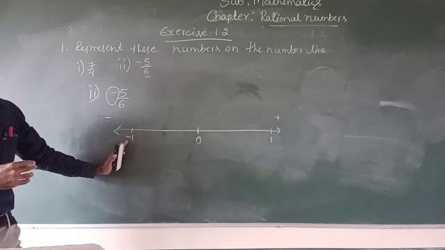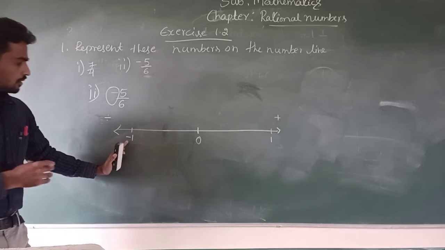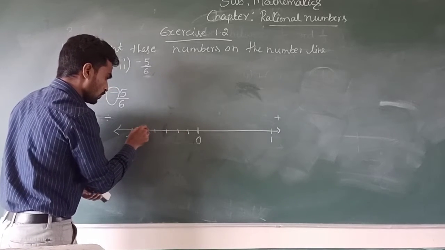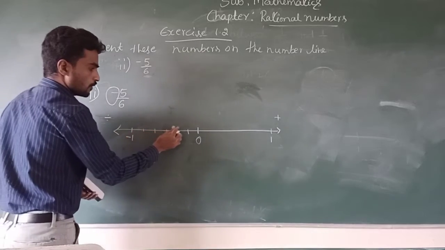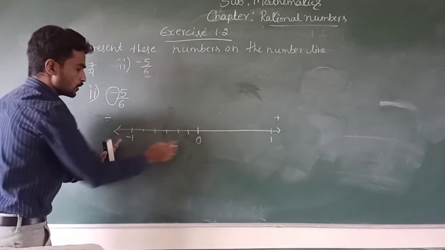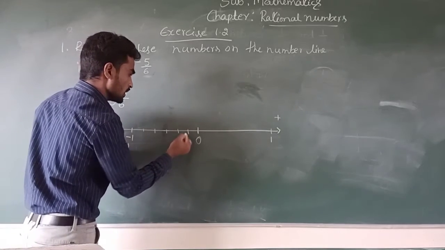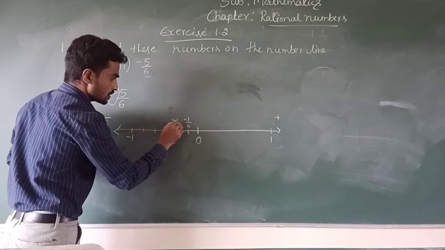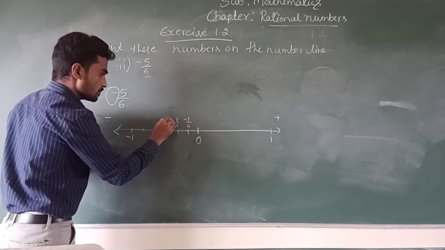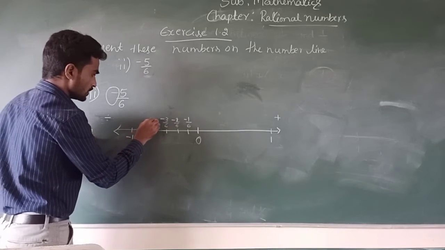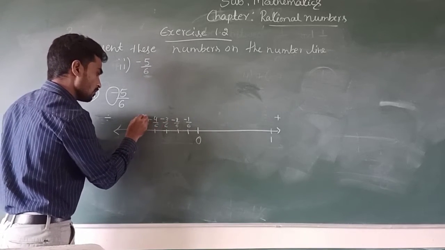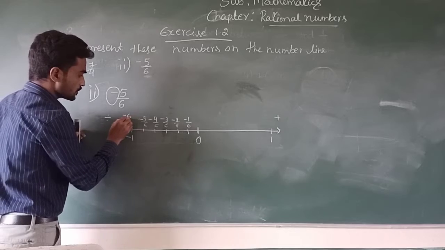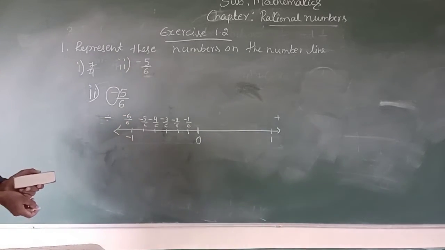You can divide into 6 equal parts. 1, 2, 3, 4, 5, 6 equal parts in between 0 and minus 1. Then this one is minus 1 by 6. This is minus 2 by 6. This is minus 3 by 6. This is minus 4 by 6. This is minus 5 by 6. Then this one is minus 6 by 6. That is called minus 1.